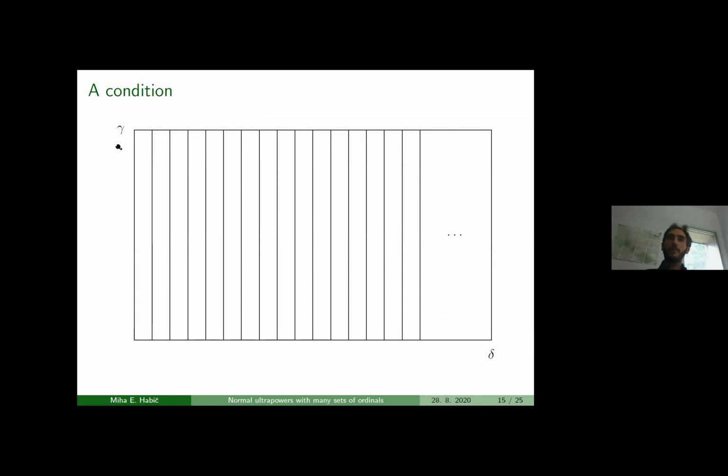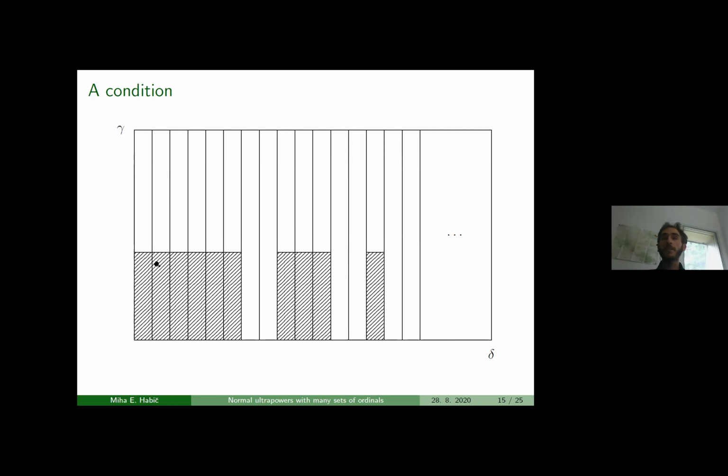Well, you take two cardinals, gamma and delta, and you're going to set yourself up in a situation where you're pretending basically that you're adding delta many Cohen subsets to gamma. So you have this matrix that you're filling in with zeros and ones, and a condition might fill in some of these columns and leave others blank, and so on and so on.